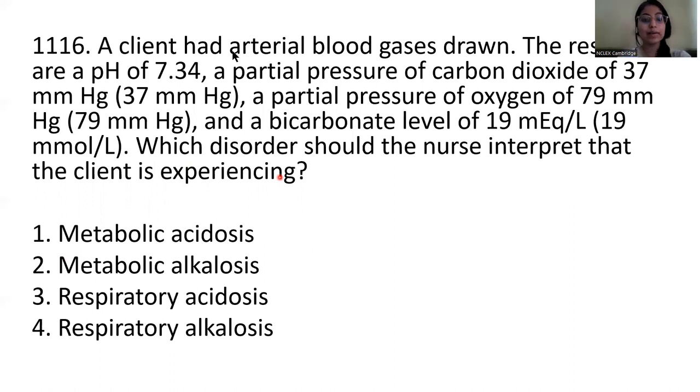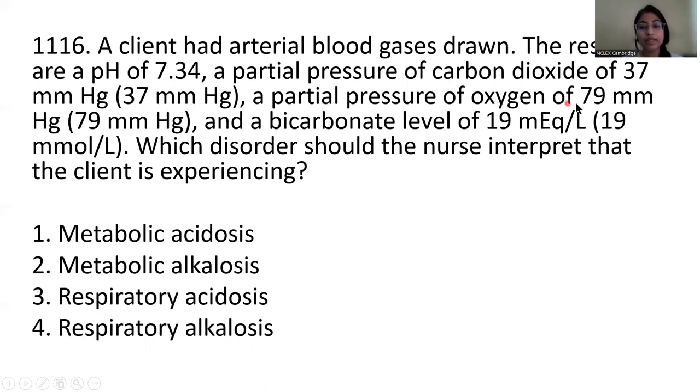So first we will see pH. Okay, let's explore the options first. First option is metabolic acidosis, second is metabolic alkalosis, third is respiratory acidosis, and fourth is respiratory alkalosis. So in the question we can see that pH is 7.34, which is acidic, because normal pH is 7.35 to 7.45. So it is acidic. Partial pressure of carbon dioxide is 37 mmHg. Okay, so it is normal. It is in the range of 35 to 45 mmHg.